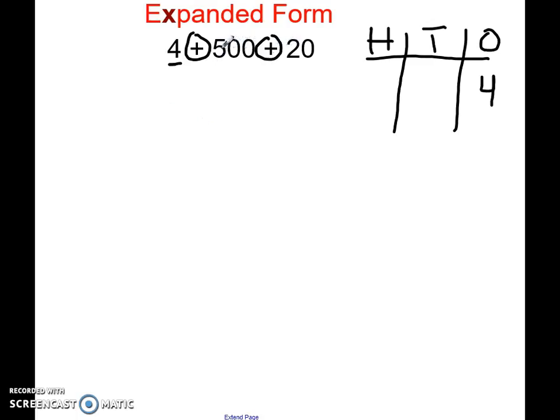If I look at my next number, this is 500. Well, 500 is hundreds, so I'm going to place a 5 in the hundreds column. And then my last number is 20. 20 is a 10, so I'm going to place a 2 in my tens. So my number is 524. So this is 524 in standard form. This is 524 in expanded form.